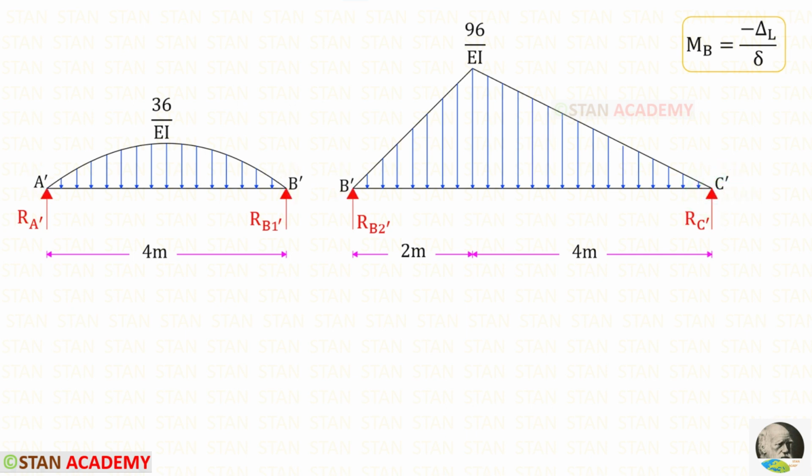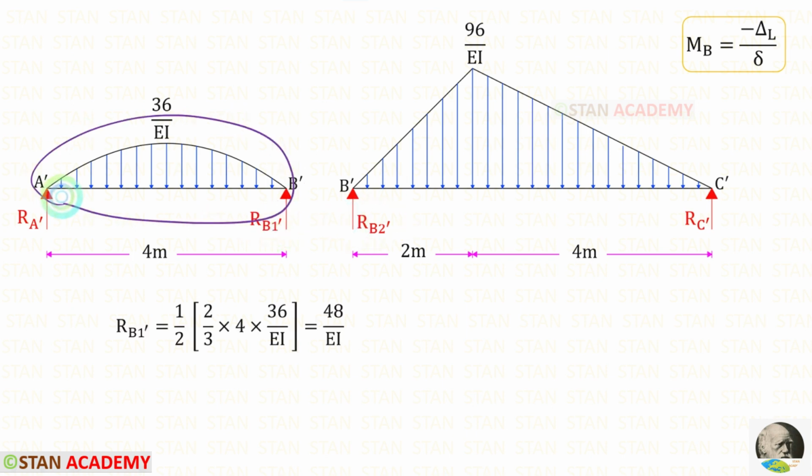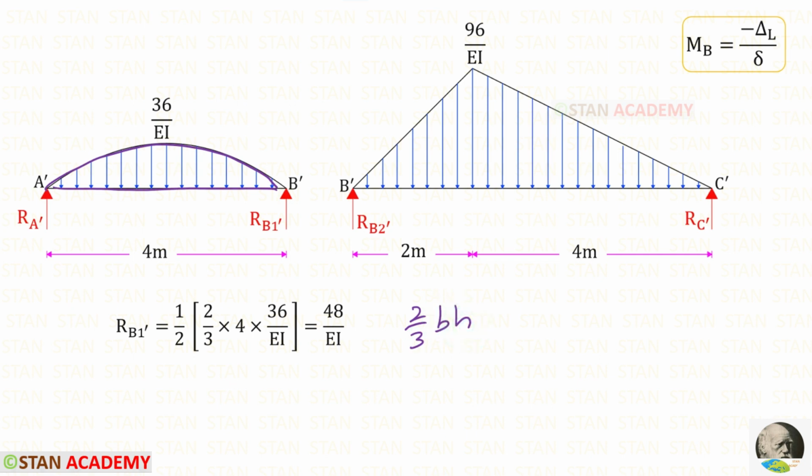We need to find the reactions RB1 dash and RB2 dash. This conjugate beam is symmetrical, so we can easily find the reactions. RA dash and RB1 dash will be equal to the total area upon 2. This is a second degree parabola. The area formula is 2 upon 3 BH. Here the breadth is 4 and the height is 36 upon EI. So this is the area. When we divide the area by 2, we will get RB1 dash, which is 48 upon EI.